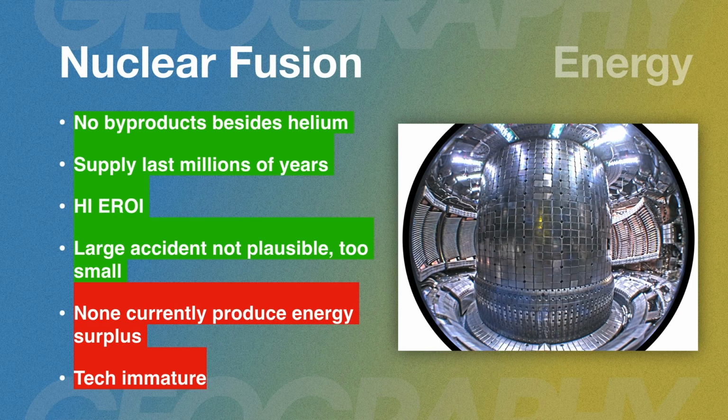And then there's nuclear fusion, the future of nuclear. There are no byproducts except for helium, which is naturally produced. The supply would last millions of years, making it too regenerative for us to use it too fast. High EROI here. Large accidents are not plausible because the process takes place on too small of a scale. Unfortunately, with the current technology we have, we are not achieving the EROIs that are theoretically possible, and so at the moment it's not a viable source of energy.